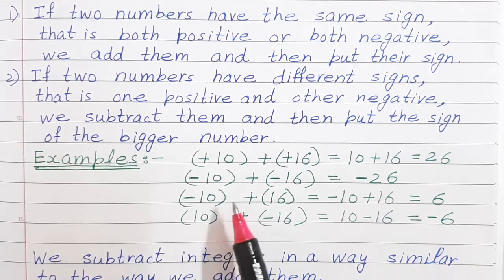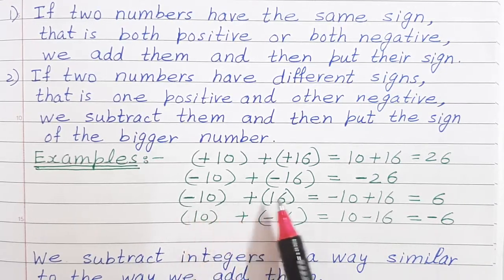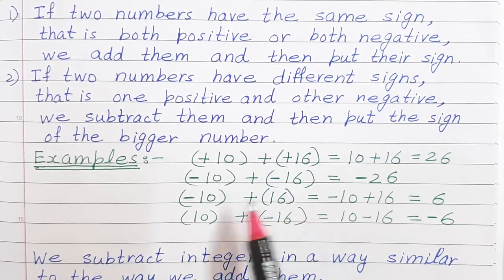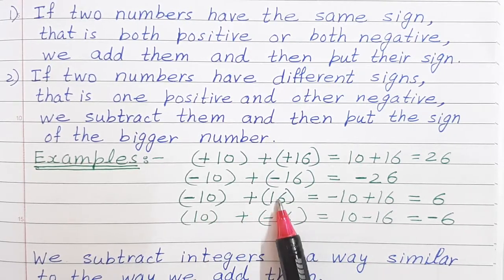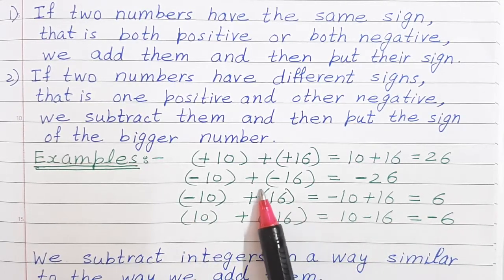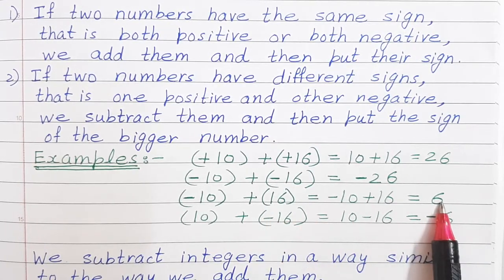Now children, if one is negative and the other is positive, in that case we subtract the two and the sign of the bigger number will come. Here the bigger number is 16. So that is positive. So it is plus 6.